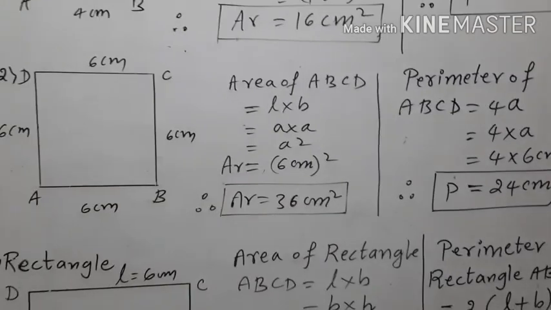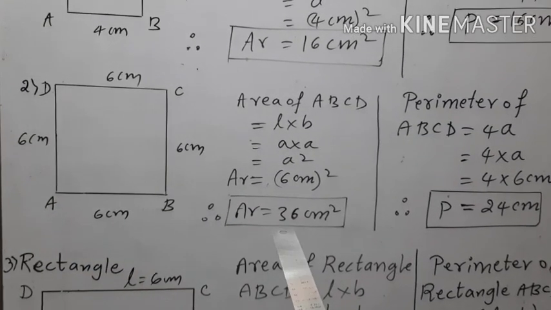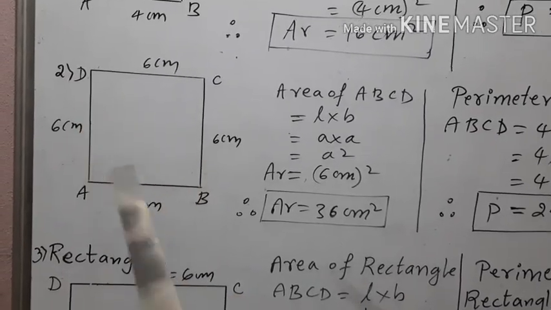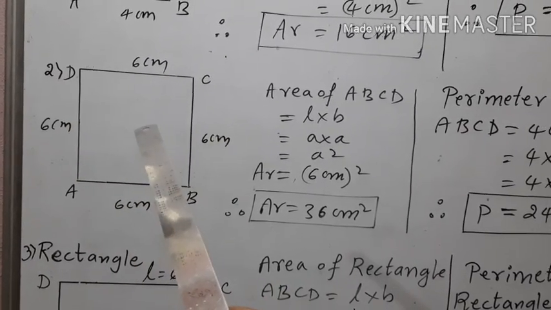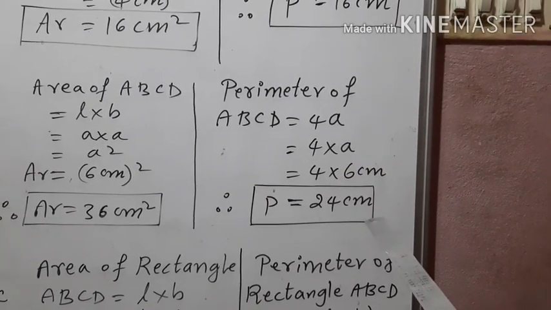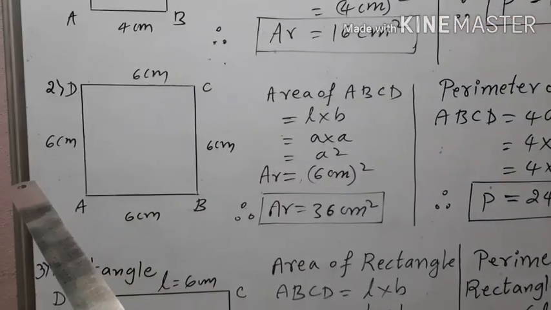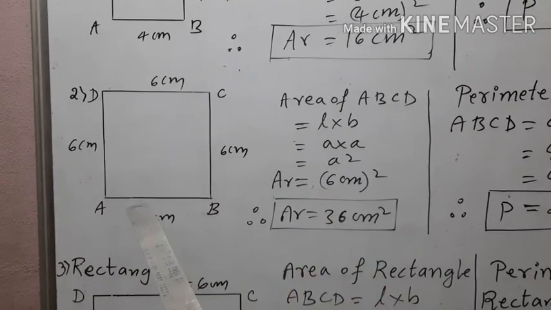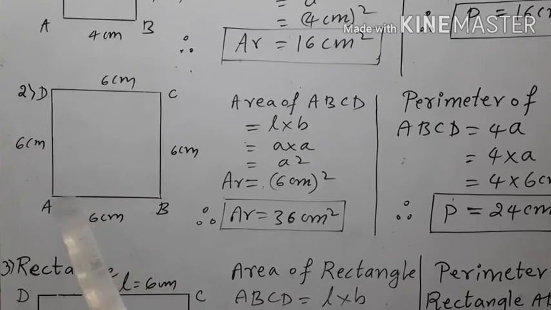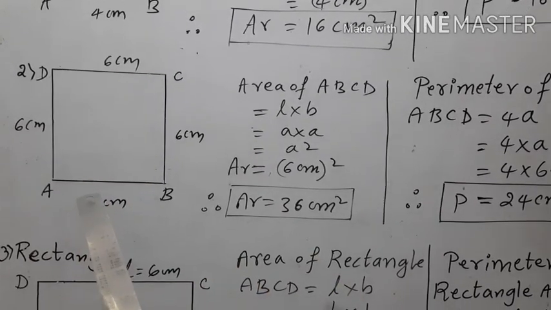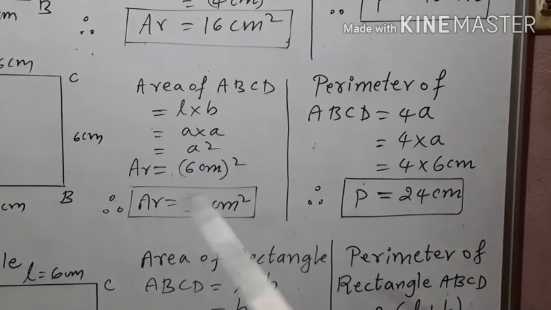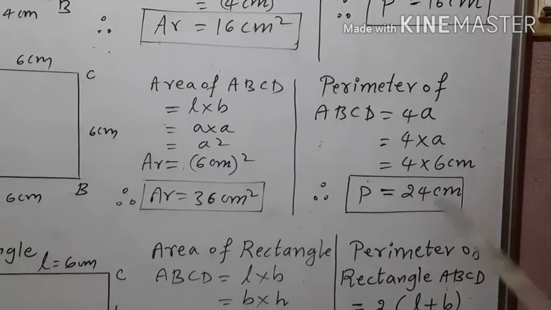Therefore, children, the area of the square is 36 centimeter square, means we can place 36 one-centimeter squares inside. That is its area. But the perimeter is 24 centimeter. It means the sum of the four sides of the square is 24 centimeter, or one full round length of this square is 24 centimeters. That is the difference between area and perimeter.